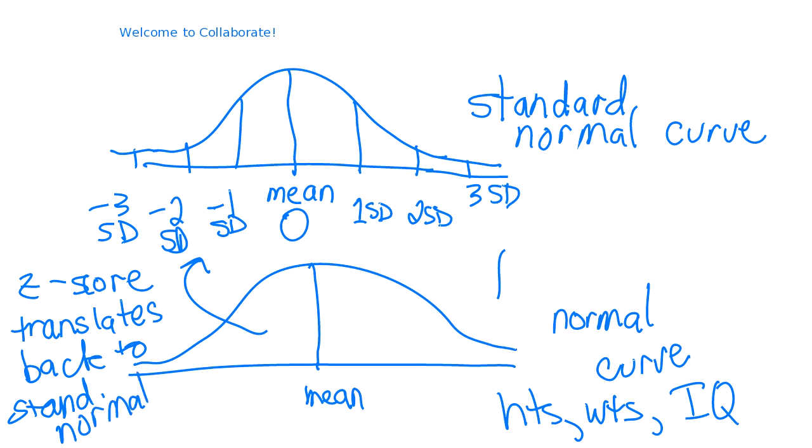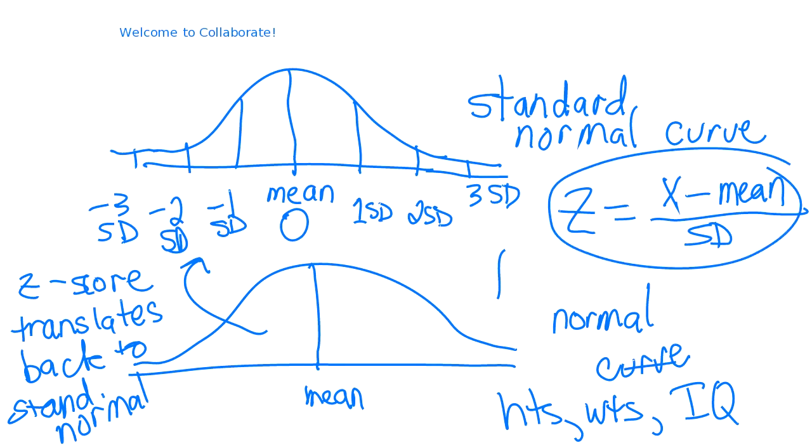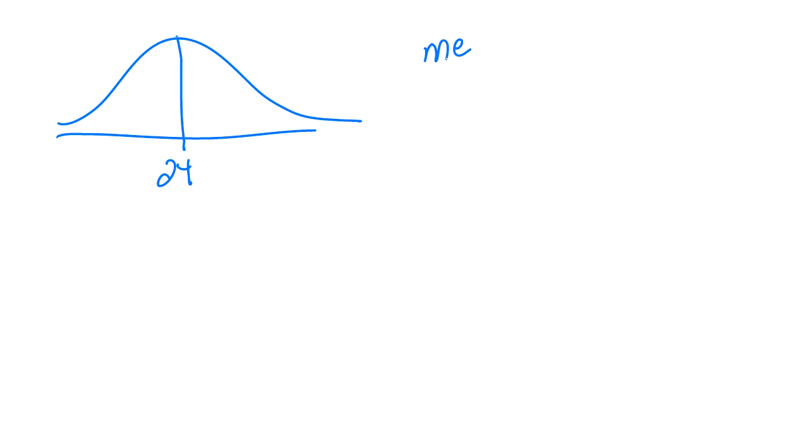And a z is x, which is your score, minus the mean, divided by the standard deviation. So this formula right here translates the normal curve that you might have into a standard normal curve using that formula. So like I said, our mean can be anything. Now, let's take a mean of 24, and the standard deviation is 5, say.